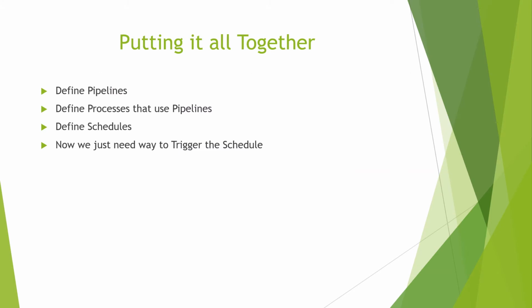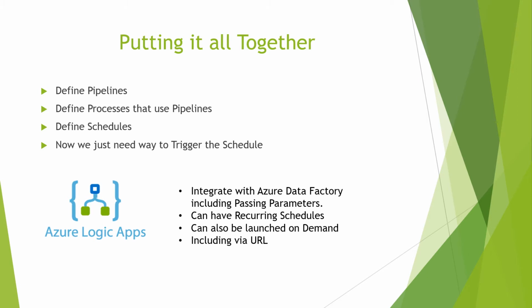So to put the process all together with ChillETL, you first define your pipelines, then you define processes that use the pipelines, define your schedules, then once that's all together, you just need a way to trigger the schedule. We use Azure Logic Apps to trigger the schedule. We use Logic Apps because it can integrate with Data Factory, including passing parameters.